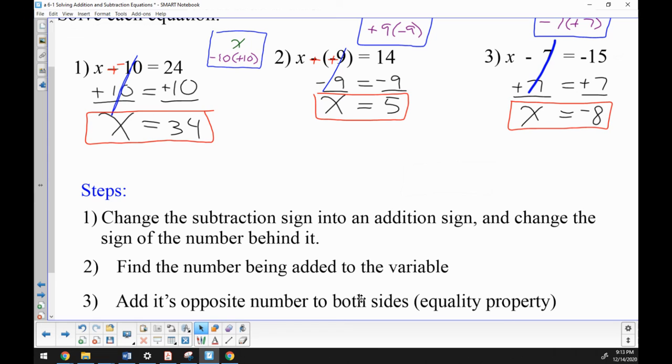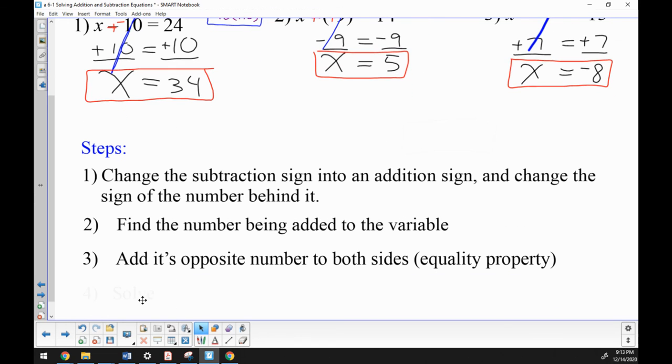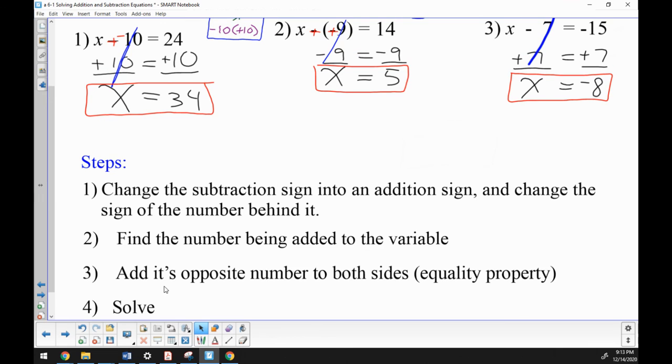That is the equality property of addition. That is that second line right there in the middle. You must show that line and you must have an equal sign in it because you need to have an equal sign to have the equality property. Lastly, once you write that line, you're just going to solve.